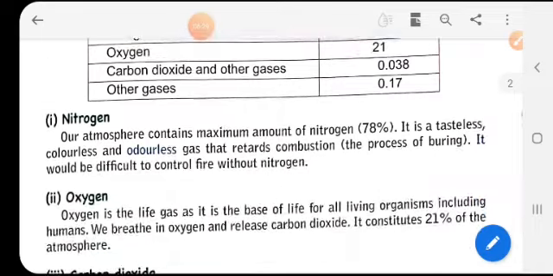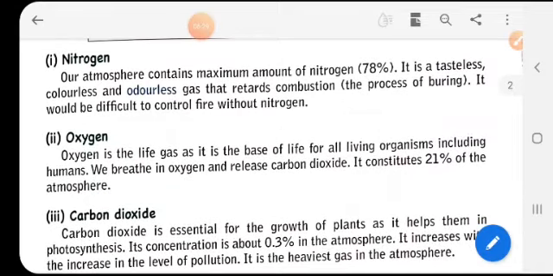Now let's see how nitrogen helps us. Our atmosphere contains the maximum amount of nitrogen, that is 78%. It is a tasteless, colorless and odorless gas that retards combustion. That means it slows down the process of burning. It would be difficult to control fire without nitrogen. So if there is a fire, it is very easy to control. Why? Because nitrogen is present in a huge amount.